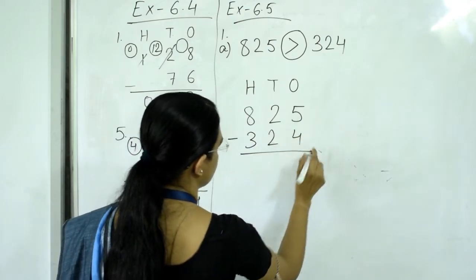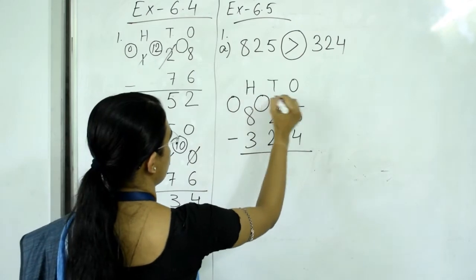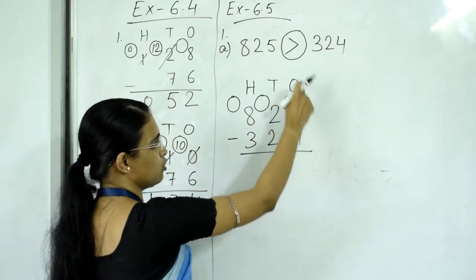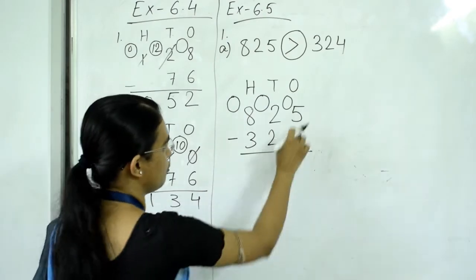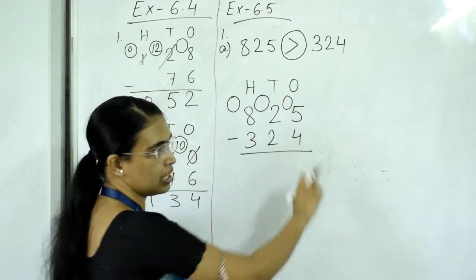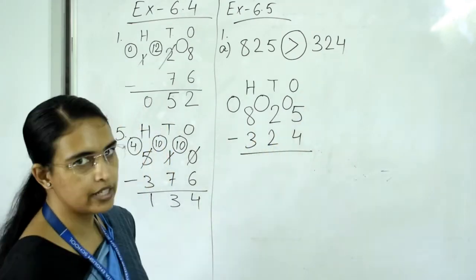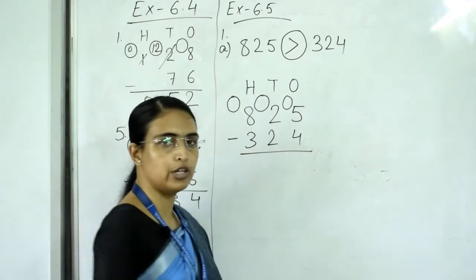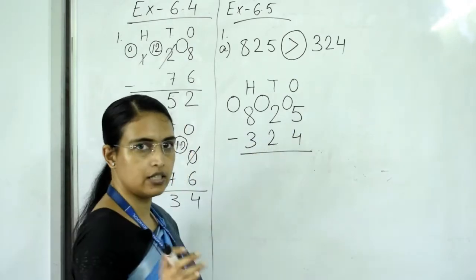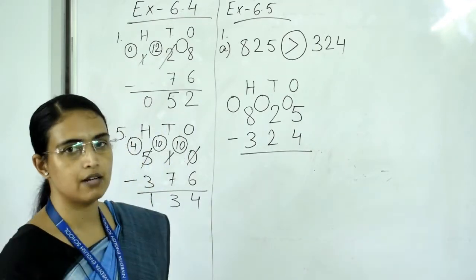324. Now we have to subtract these numbers. First we look at the ones place. At the top we have 5 and at the bottom we have 4. The 5 is bigger than 4, so there is no need to carry. We can subtract these numbers without using any carry. So what comes after 4?